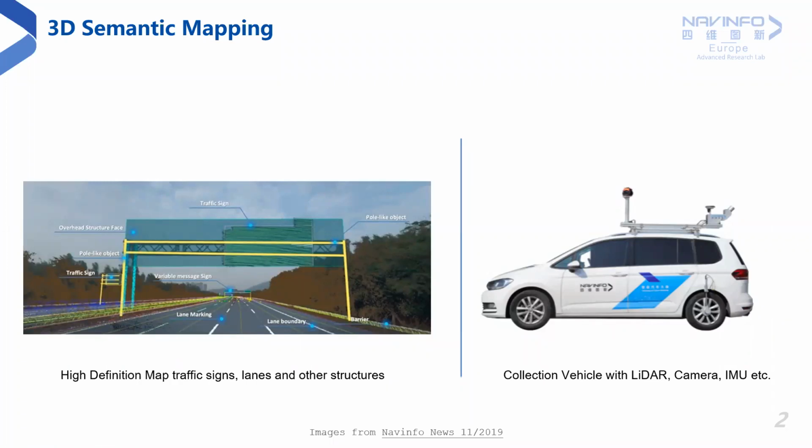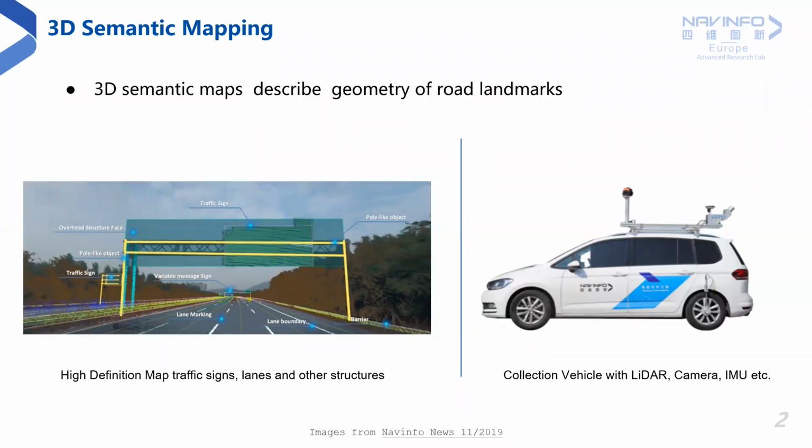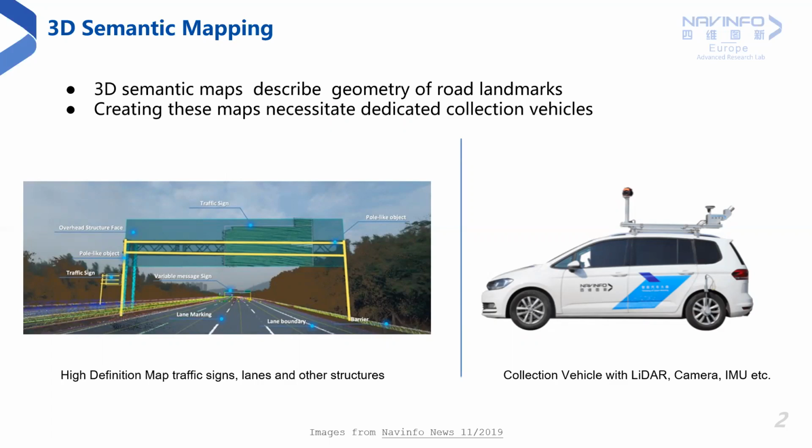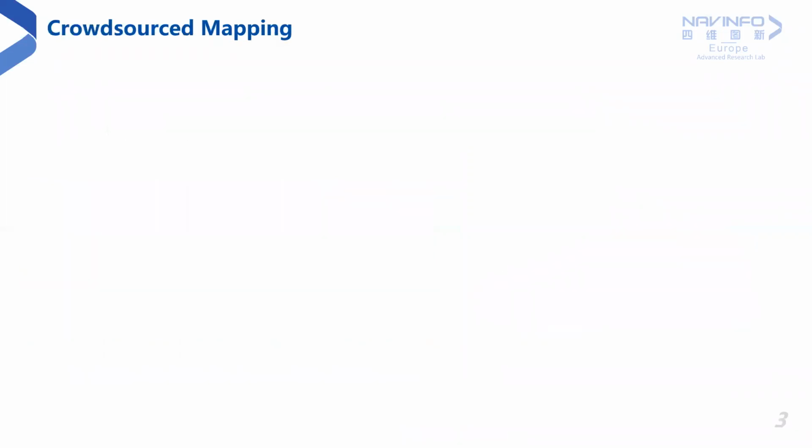Autonomous driving and advanced driver-assistance systems utilize 3D semantic maps of road landmarks such as lane boundaries, stop lines, traffic signs and lights, and so on, describing their geometry. These maps are utilized for accurate planning and safe decision-making during the drive. However, creating such maps requires dedicated collection vehicles with sensors such as LiDAR, stereo cameras, inertial measurement units, wheel odometers, and so on. Therefore, regularly updating the map to reflect short-term changes due to road maintenance or long-term changes with urban planning is a highly costly endeavor.